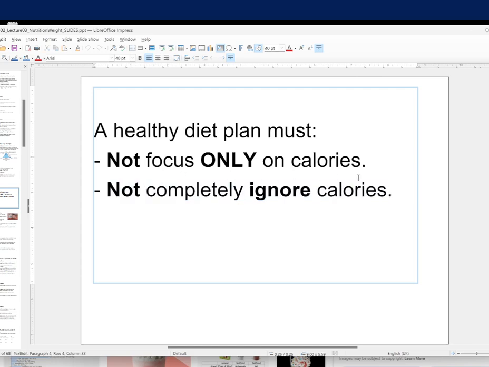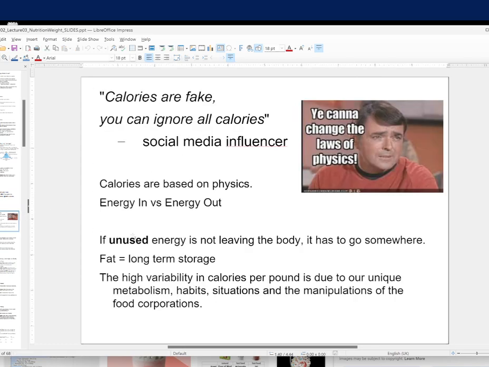The reality, the practical reality, is in the middle. Of course you should count calories, but then what you want to do is focus on quality calories, quality foods, and don't spend your calorie allowance on junk food, bad foods.